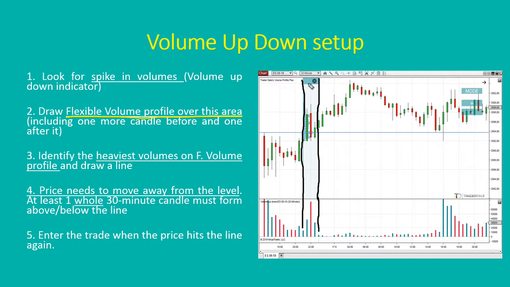Alright, and you draw the profile in the area, and it will include also those two volume bars. So you draw the flexible profile over the area with heavy volumes, including one more candle before. This is the one more candle before, and one after it. This is the one after it. So you draw the profile over this area. Oh, by the way, I'm using a 30-minute chart, I forgot to say.